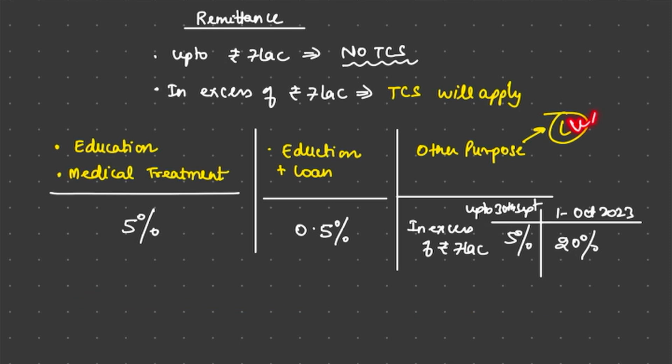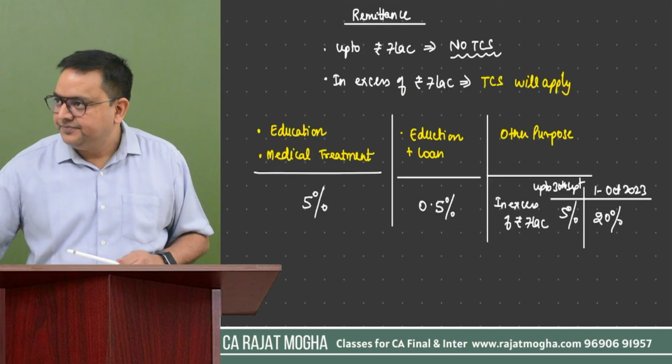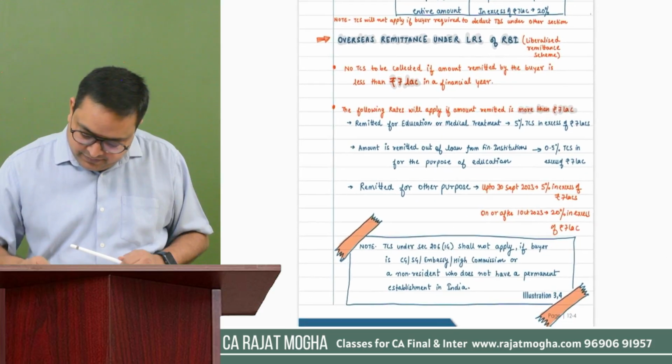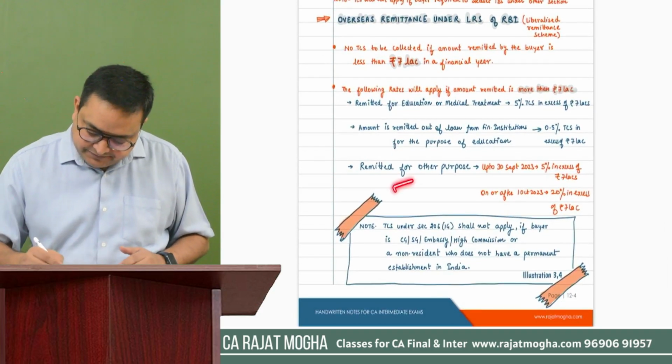This was luxury purpose, right? It's not mentioned there as luxury purpose, but yes, the interpretation is that if you are remitting it for other purposes, we will assume that it is mainly for luxury purpose. Got it? Okay. So it's all written over here.